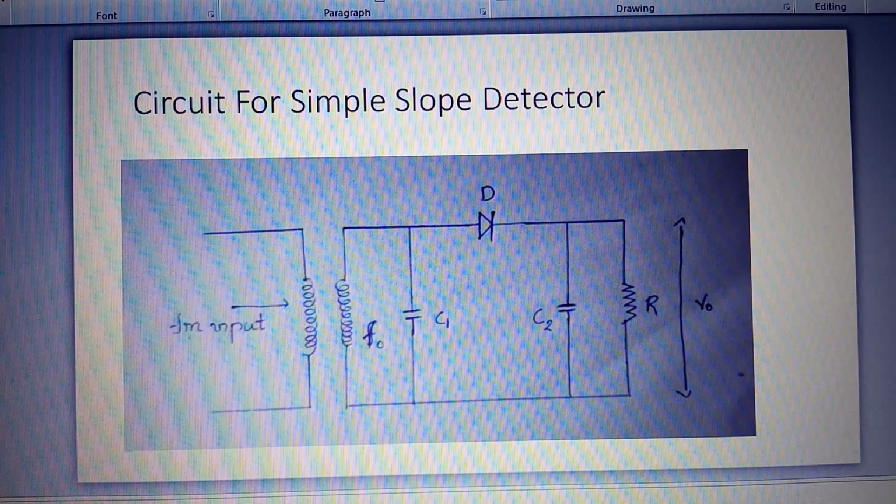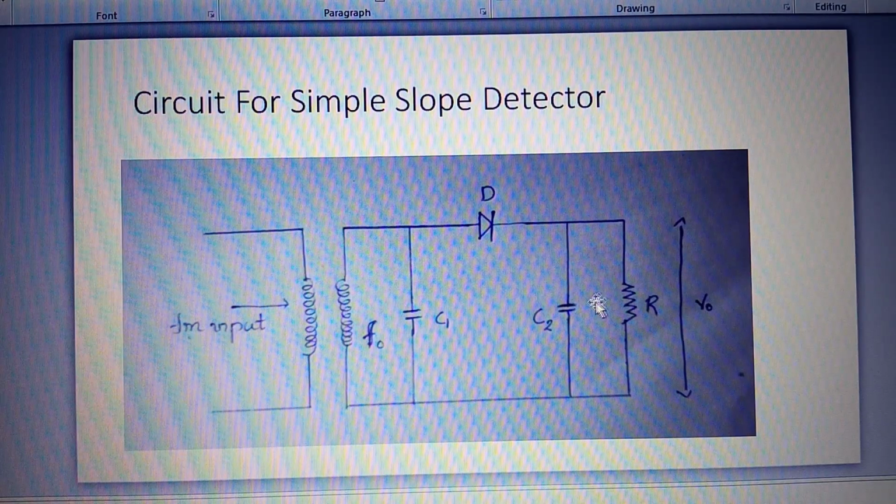Next, we can see the circuit for a simple slope detector. As we have seen in the block diagram, we have a frequency selective network followed by an AM detector. This is the simple diode detector used for detecting an AM signal, and this is the tuned circuit, which we call the frequency selective network. The input provided to this is a frequency modulated input, and here we have a tank circuit made by using the secondary of a transformer and a capacitor.